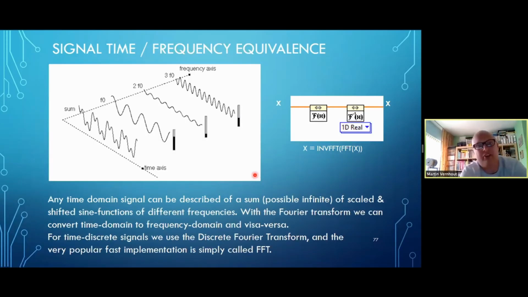All right, let's do something fun. Let's go for the signal time frequency equivalence. Any time domain signal can be described as a sum of scaled, shifted sine waves of different frequencies. This is what the Fourier transform gives us, and we benefit from that greatly within signal analysis.